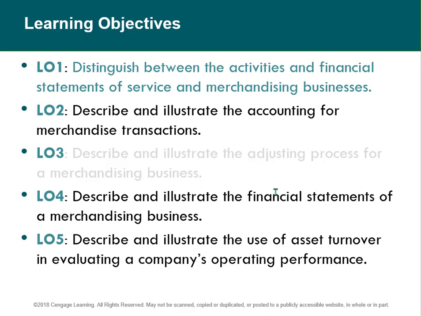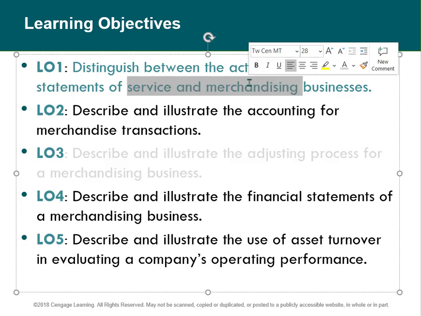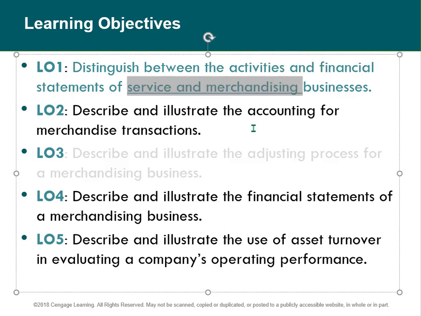These are the learning objectives for this chapter. First, to distinguish between the activities and financial statements of service versus merchandising business. Okay, this is the whole point right here. That's what we're looking at. And then to look at the accounting for merchandise transactions.